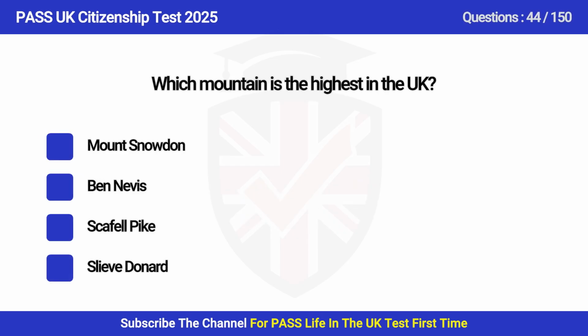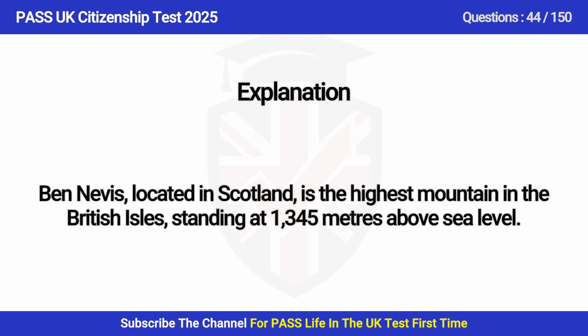Question 44. Which mountain is the highest in the British Isles? A. Mount Snowdon. B. Ben Nevis. C. Scafell Pike. D. Helvellyn. Answer is B. Ben Nevis. Ben Nevis in Scotland is the highest mountain in the British Isles, standing at 1,345 metres above sea level.